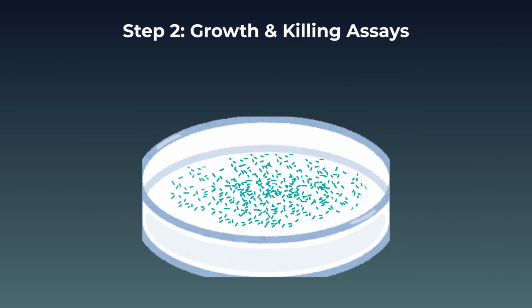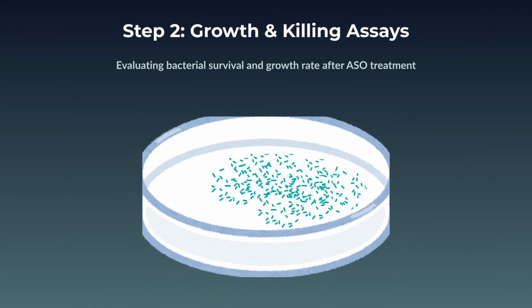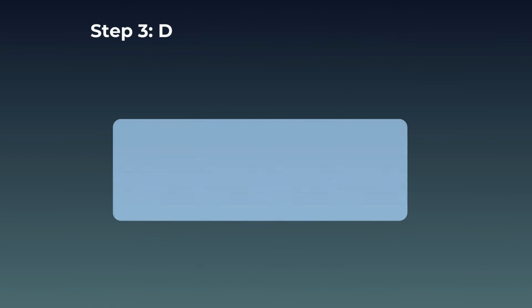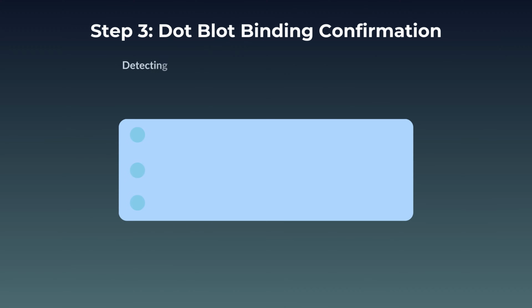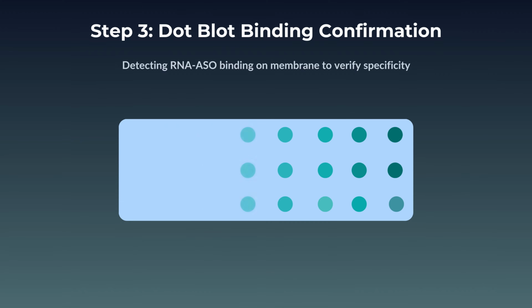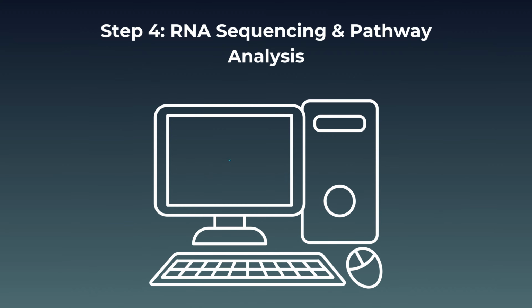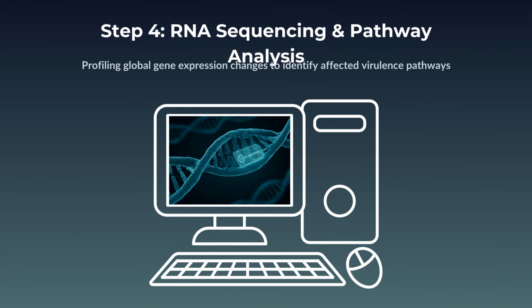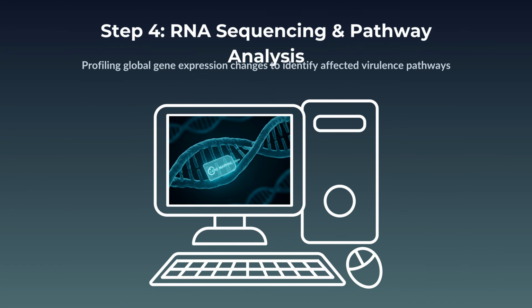We also performed growth and killing assays to measure bacterial survival after treatment and detect how much the bacteria had grown. Dot blot assays were used to confirm that our ASOs specifically bind their target RNAs, and they allow for fast and convenient detection and identification of nucleic acids and proteins too. Finally, RNA sequencing and pathway analysis allow us to examine global gene expression changes and identify disrupted virulence pathways.